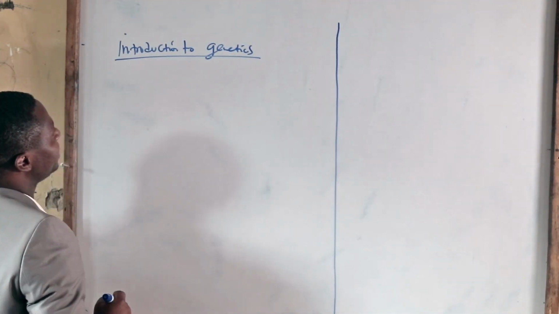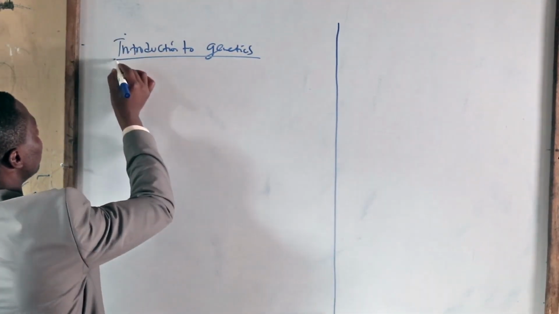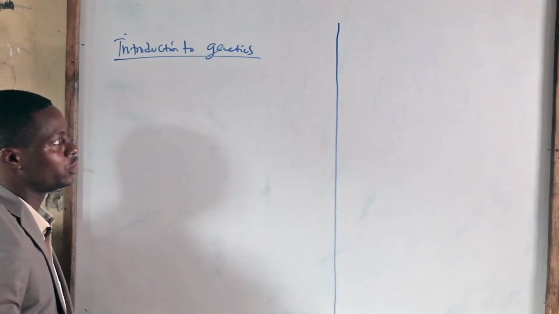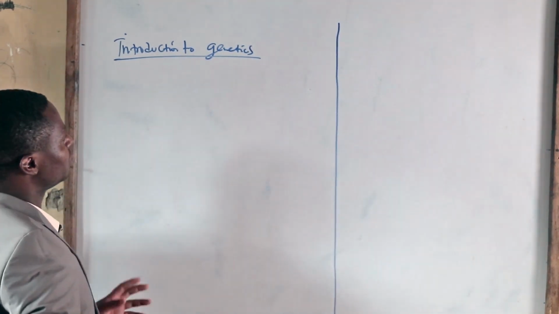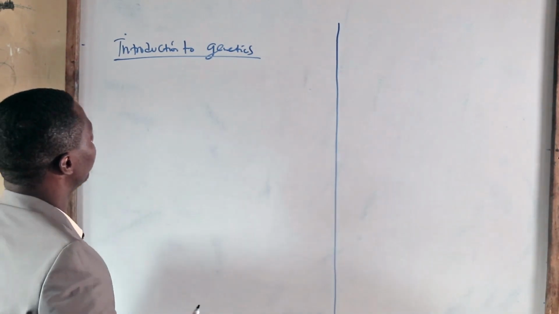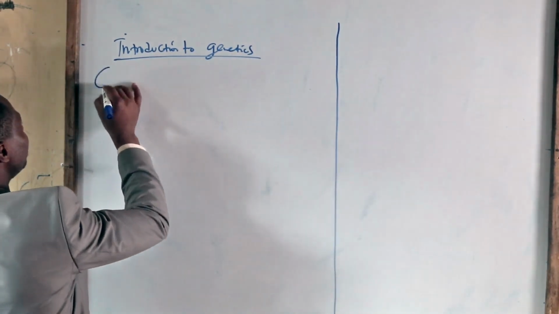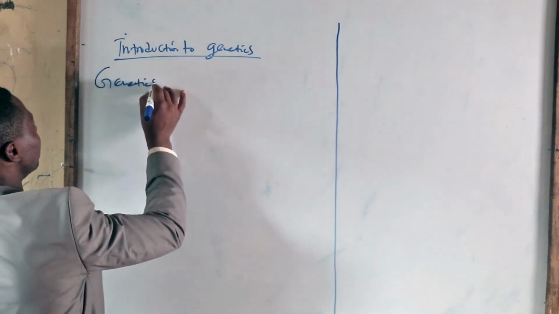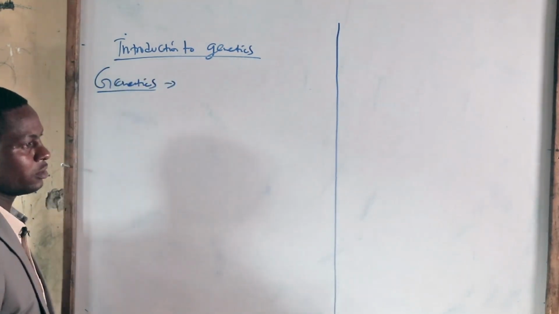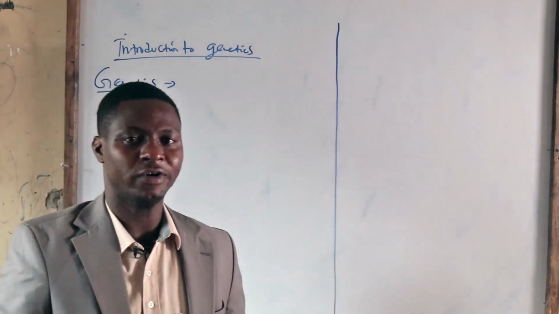Today we are looking at genetics. We are going to look at part 1 of genetics, that is introduction to genetics. We are going to discuss genetics further in another lesson. So today, as we start with genetics, first we have to give a definition of genetics.